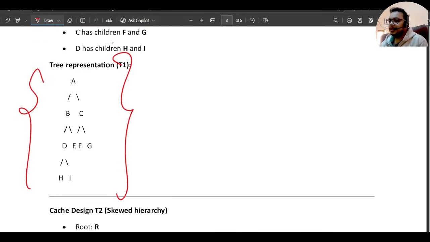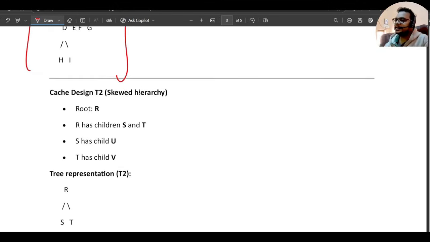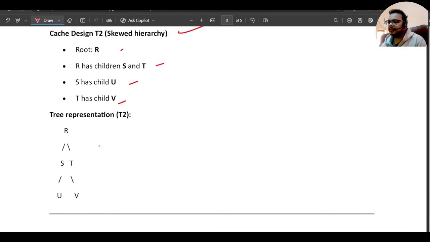See here, this is the root, then it has B and C, then B has D and E, C has F and G, and D has H and I. Cache design T2 is a skewed hierarchy. Root is R, which has children S and T, S has child U, and T has child V. So this kind of representation is there in skewed hierarchy.